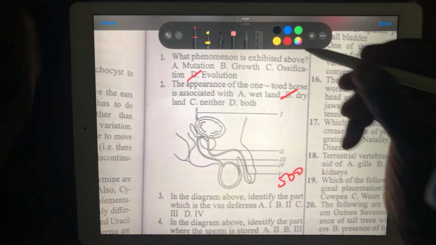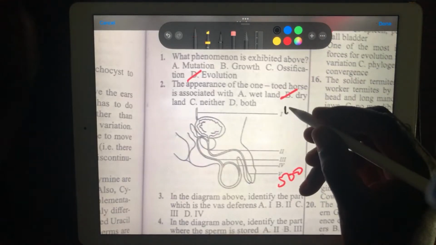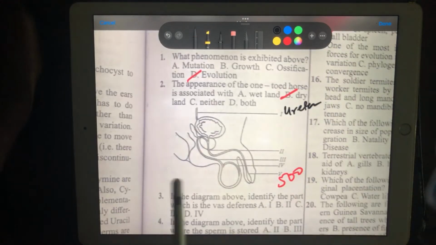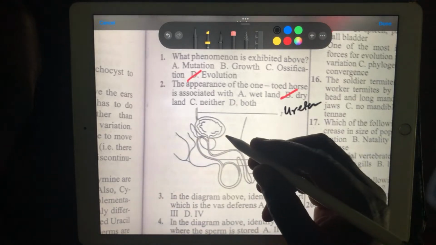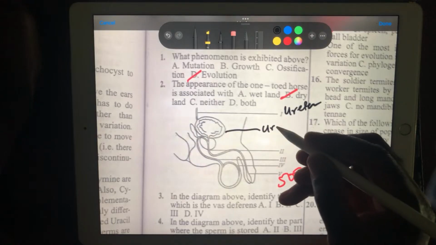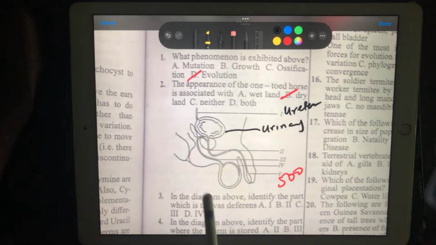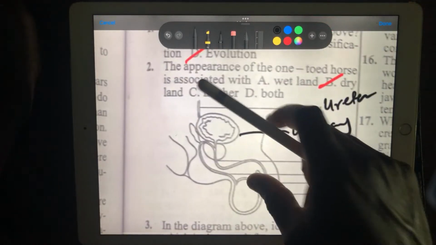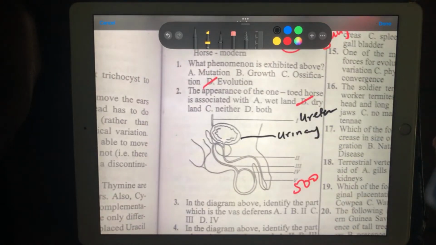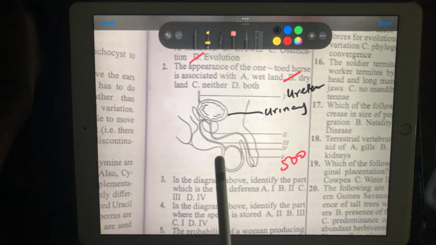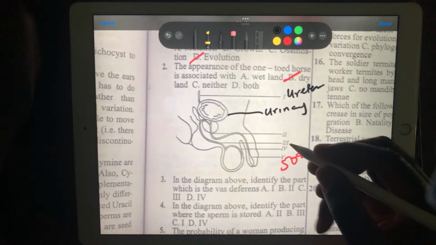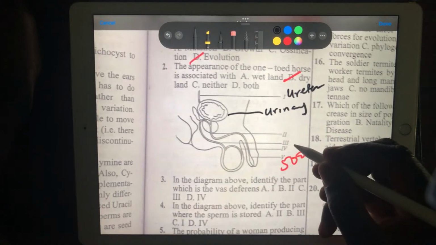Can label before we look at the question itself. I is showing us the ureter coming from the kidney to the urinary bladder, while this one is automatically the urinary bladder. II is actually showing us the prostate gland. III is showing us the sperm duct. That's the vas deferens.